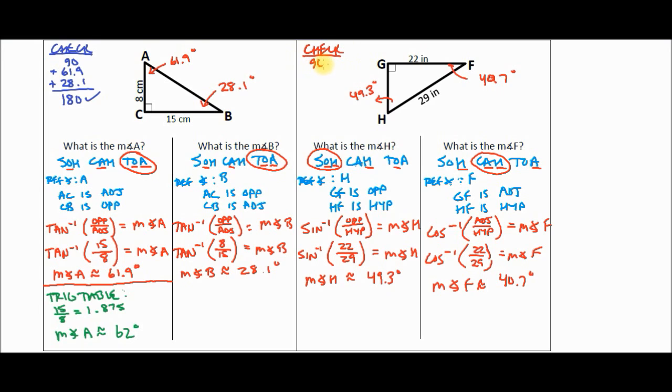And let's check our work. We got 90 plus 49.3 plus 40.7. Add those up, class. You will get 180 degrees. We know that our angles are correct. Here's how to find missing angles by using inverse trig.